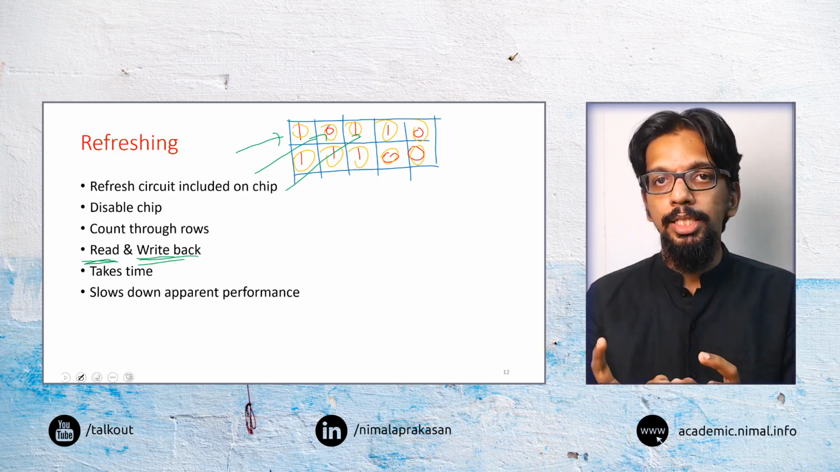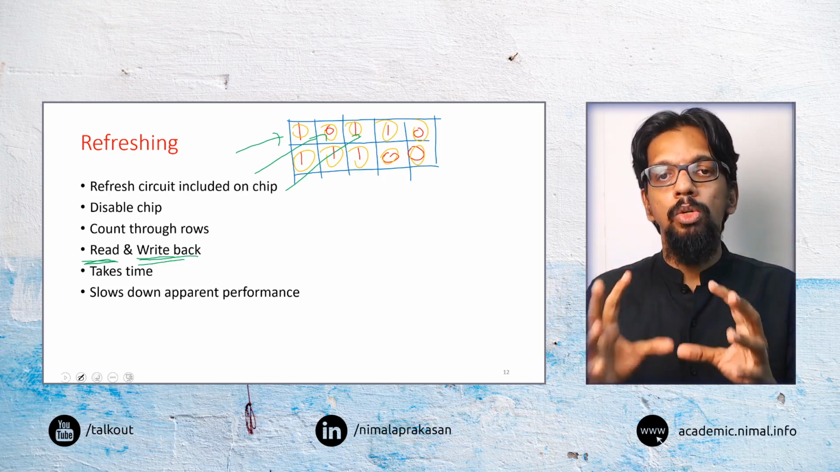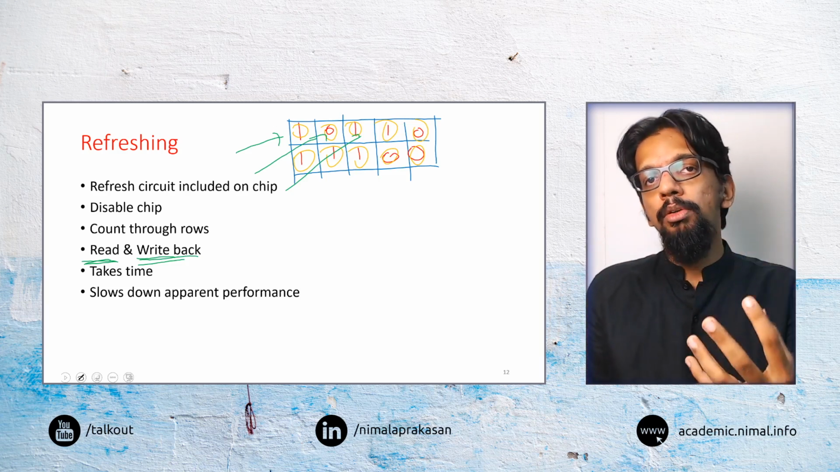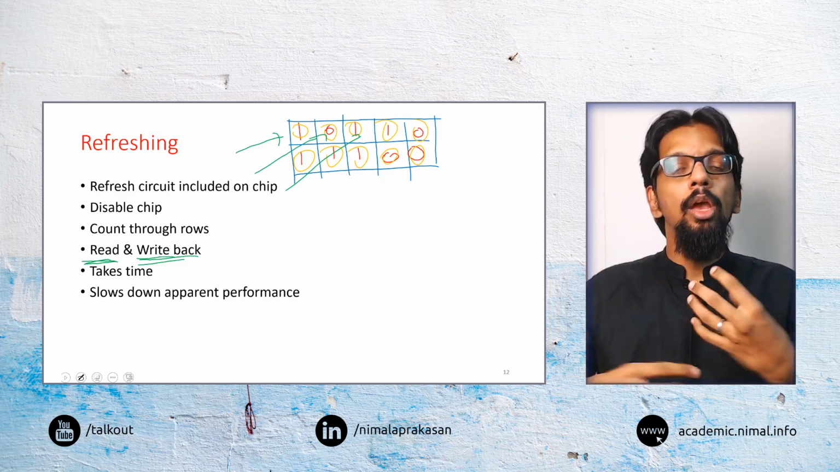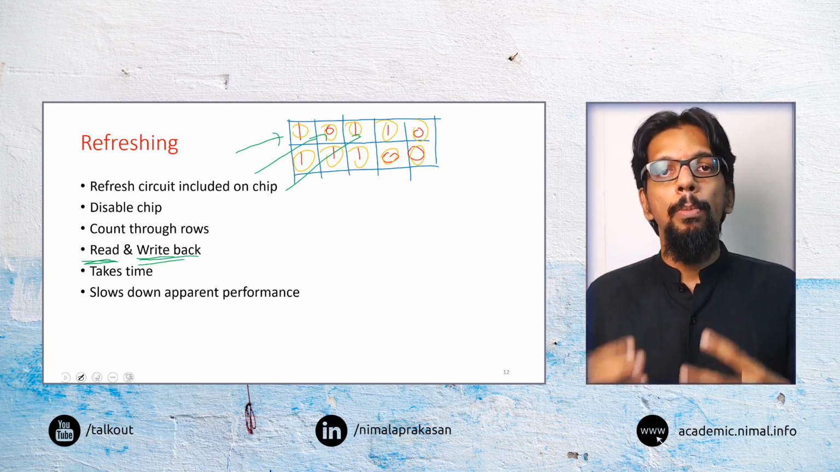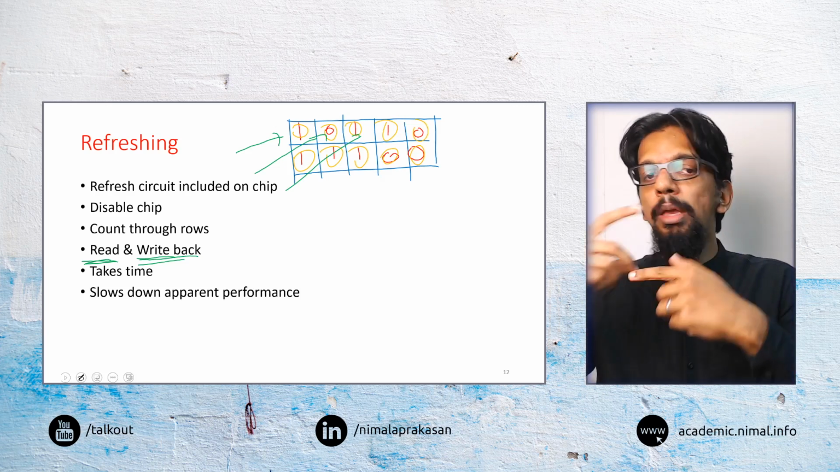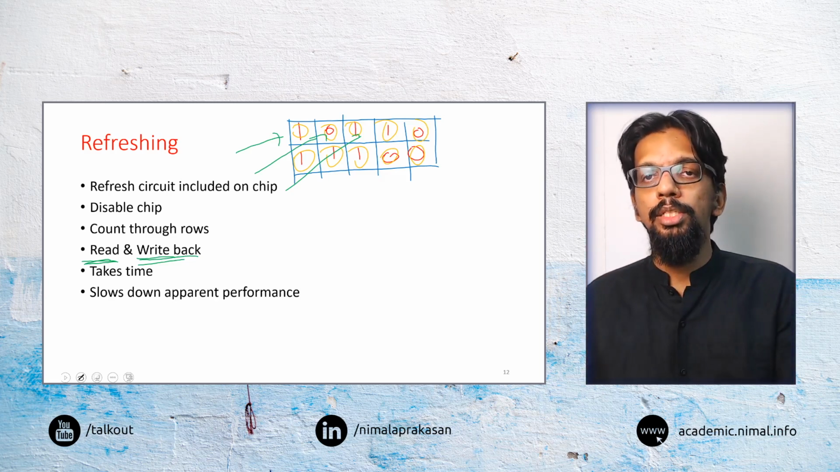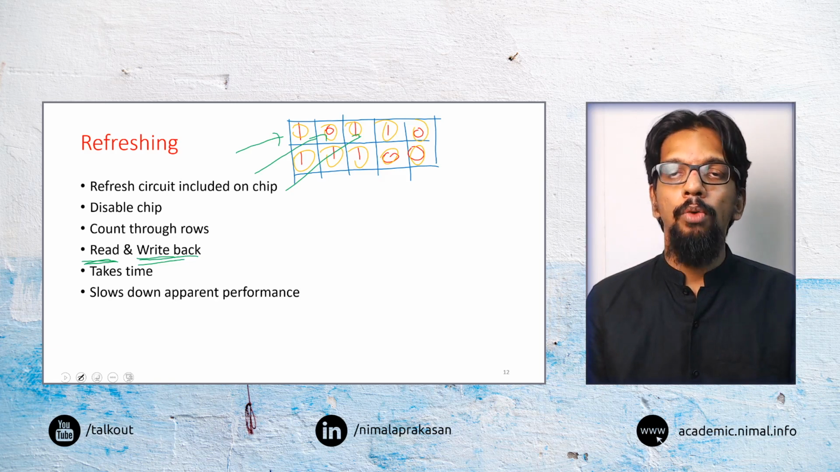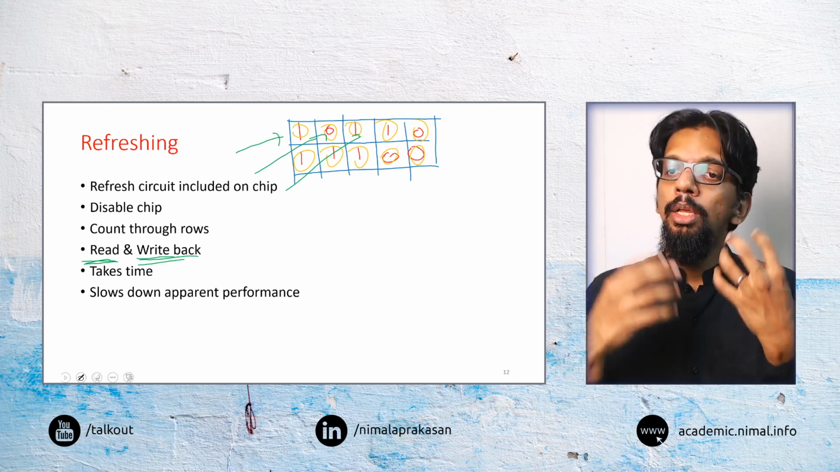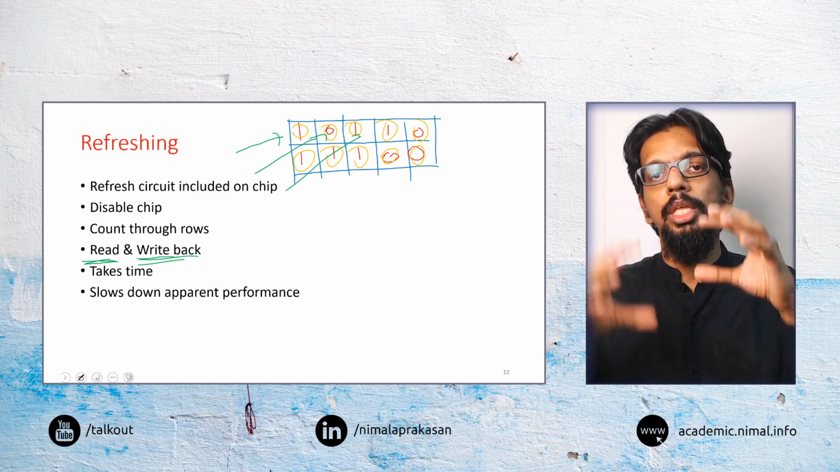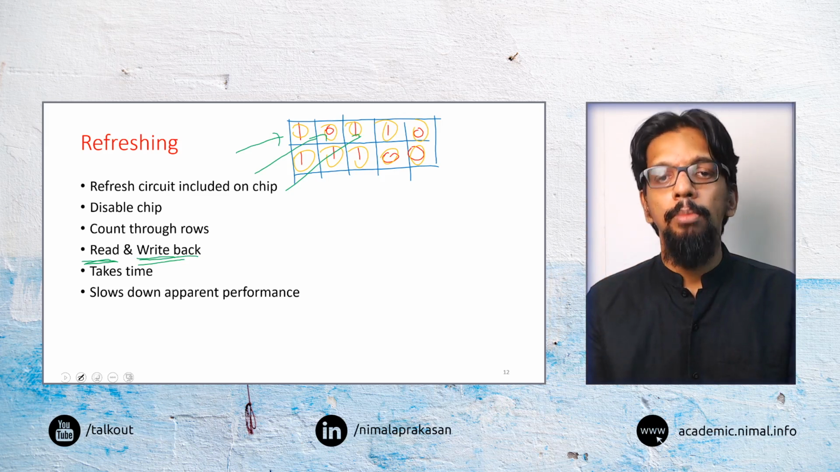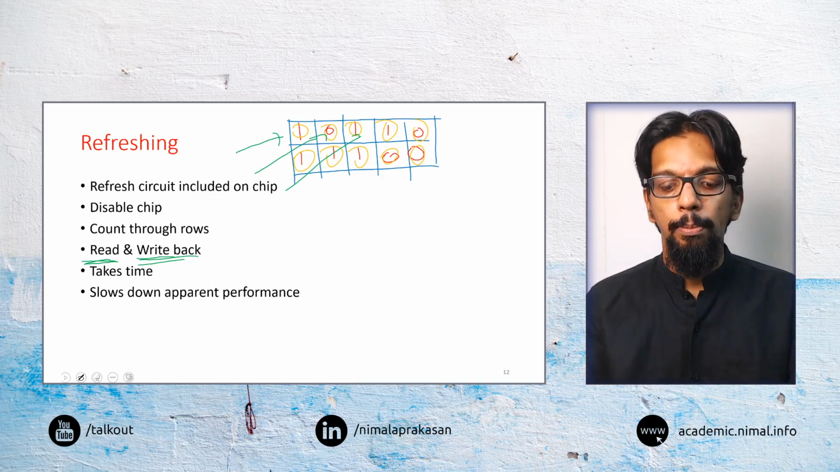The problem with this is it takes some amount of time from the computer's operation or the memory's operation. So this will delay or slow down the actual performance of the memory. For example, while the memory is refreshing, if we want to read or write something, we'll have to wait until that refresh is completed. So that is one of the disadvantages of dynamic RAMs that are built using capacitors, because they lose their charges. We will have to refresh them, and that is going to take some time and inevitably slow down the performance of the memory.